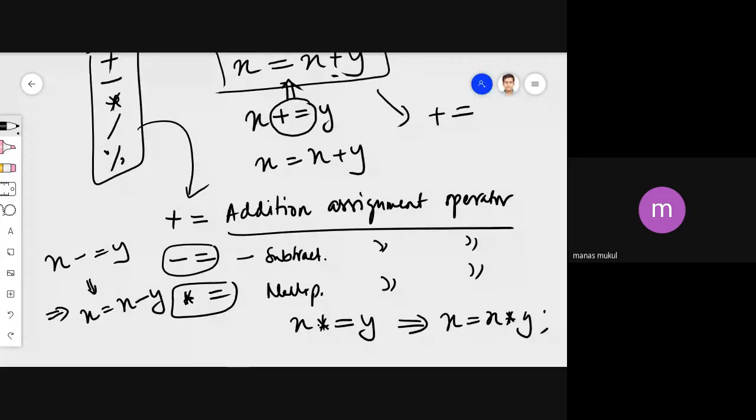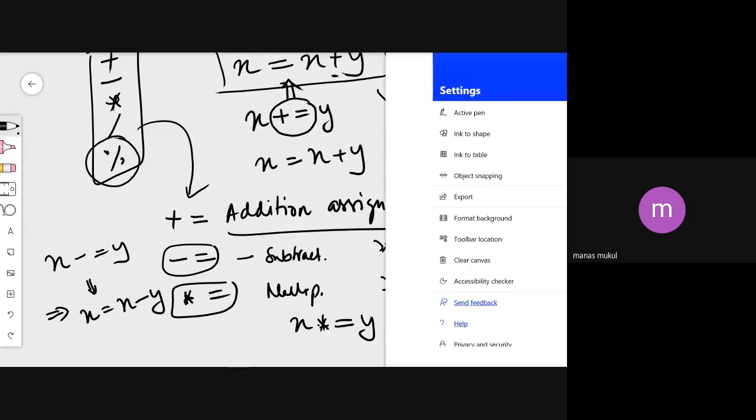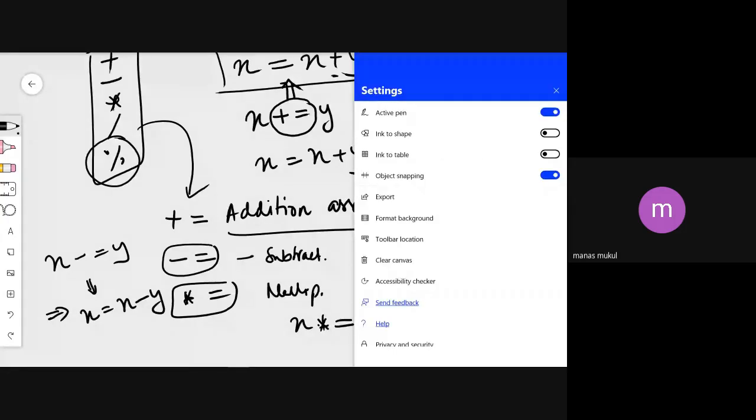I hope everybody is understanding this. Similarly, you have division, and this last one is called the remainder assignment operator. Does anyone have any questions here?